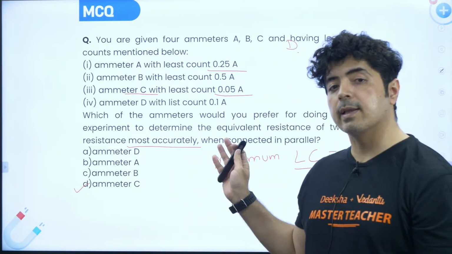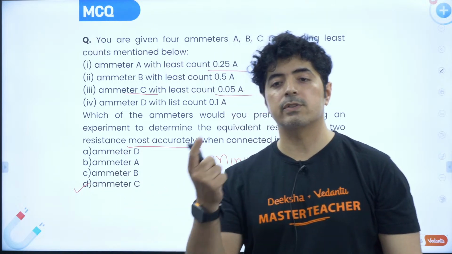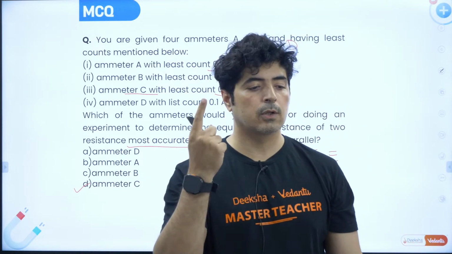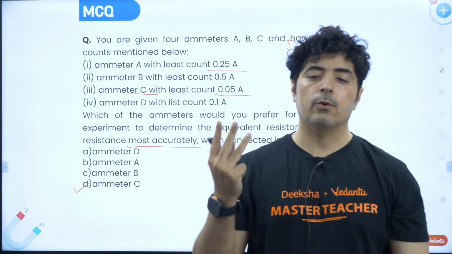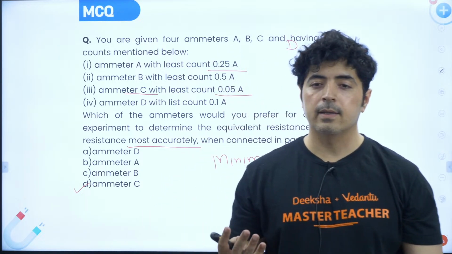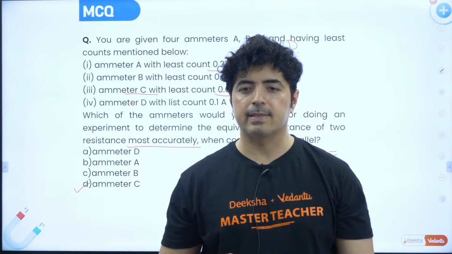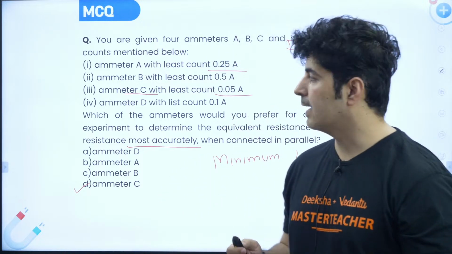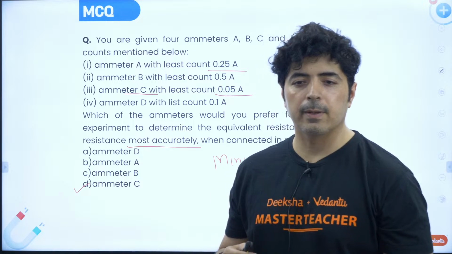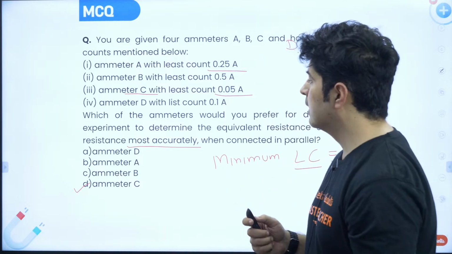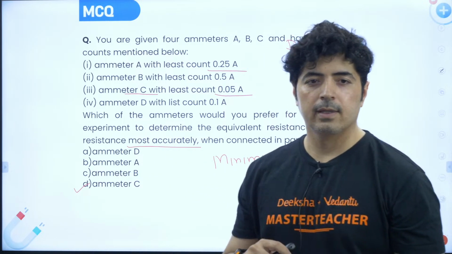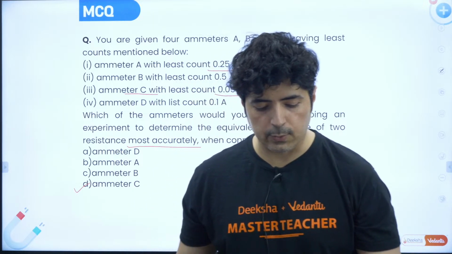Yes, these are very important questions, guys: questions on least count, on potentiometer, on Ohm's law, on power and heat. We'll be doing all those questions as we go further. Okay, I can see a lot of people have answered correctly. The answer is D, that is ammeter C. Now let's go with the next question.